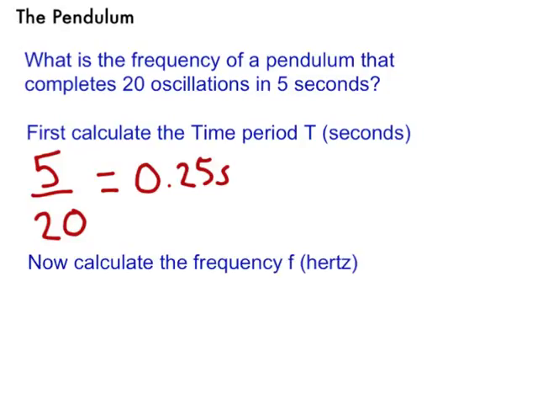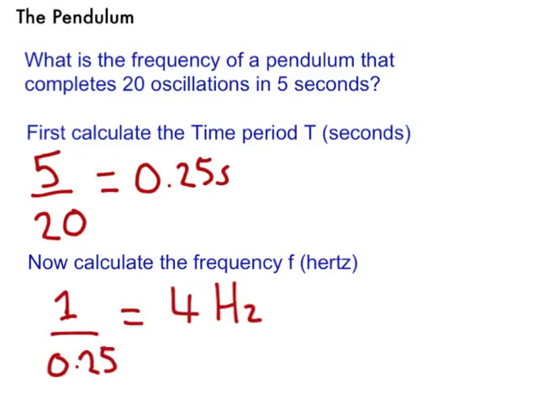Then the next job is to calculate the frequency of the pendulum in Hertz. Well, all I do for this is 1 divided by the time period, so 1 divided by 0.25 tells me that the frequency of my pendulum was 4 Hertz. So that is pendulums and how to calculate the time period and the frequency of those.